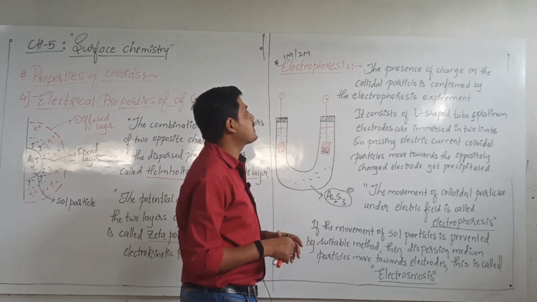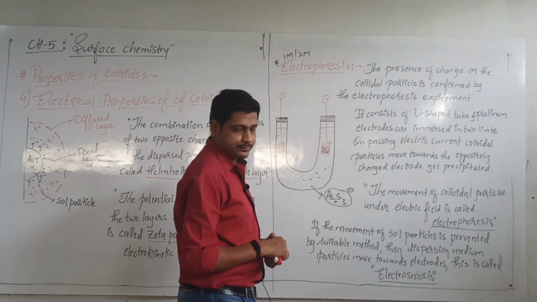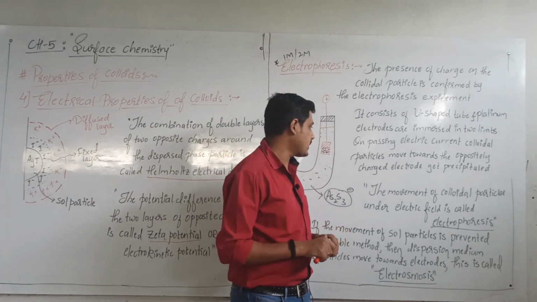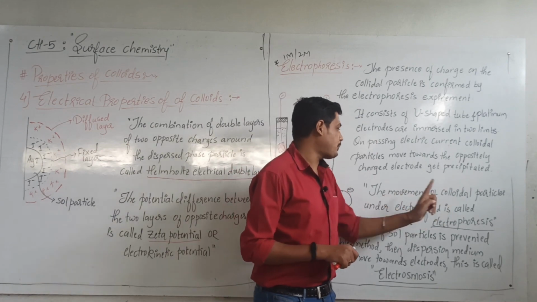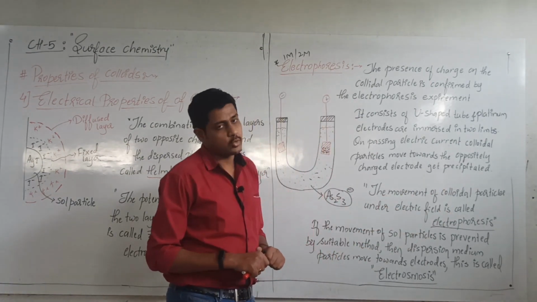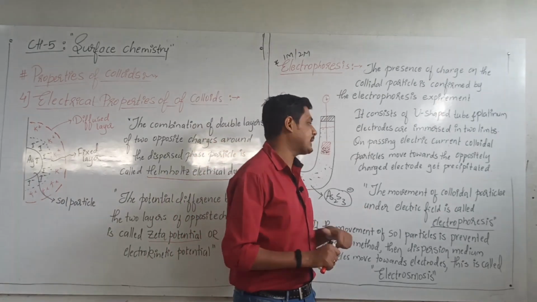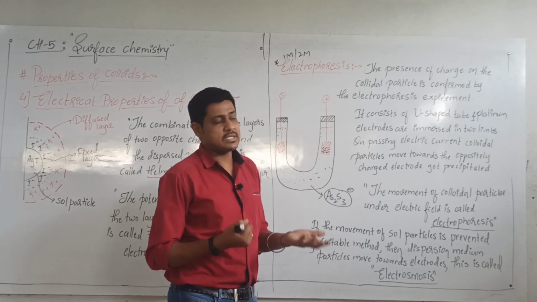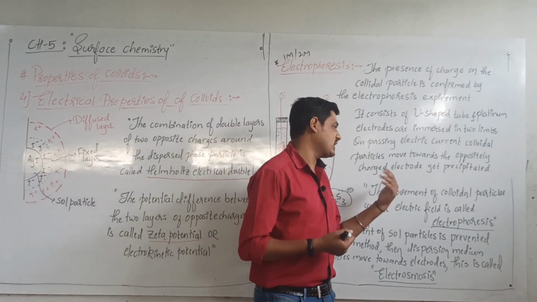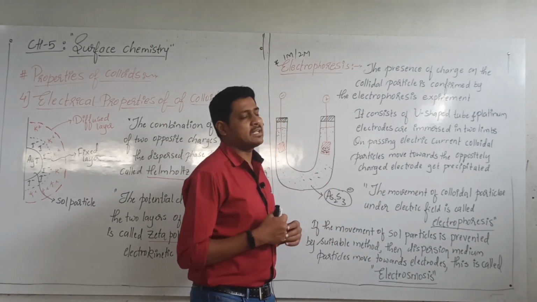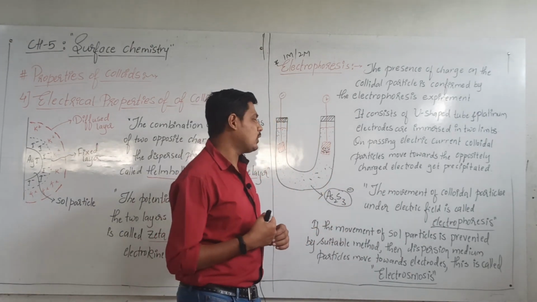So the name of the experiment is electrophoresis. What is the exact meaning of electrophoresis? The movement of colloidal particles under an electric field is called electrophoresis. For 1 mark, if they ask what is electrophoresis, you can write: electrophoresis is the movement of charged colloidal particles under an applied electric field.